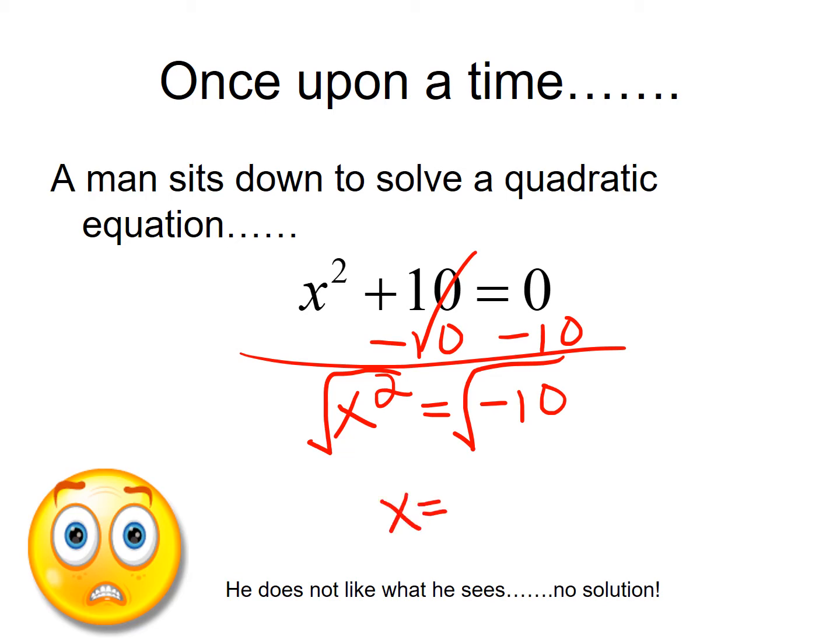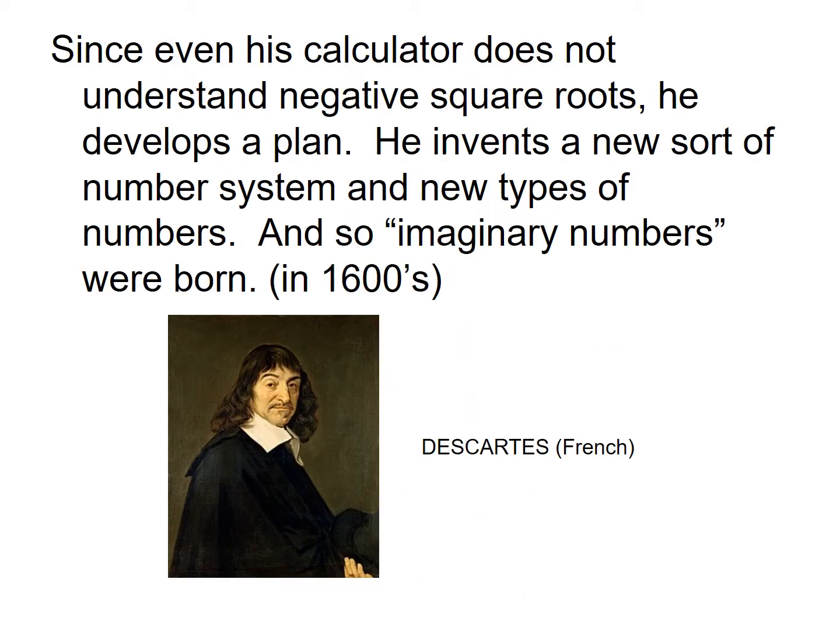If we were to plug into our calculator a square root of a negative 10, this man who sat down to solve this equation would have no solution, or an error message from their calculator. So this man did not like what he sees, and he knows if I have a quadratic equation, or I have an x squared term, that tells me that I need to have two solutions. How in the heck is the calculator telling me that I have no solutions? What is going on? So this man is named Descartes.